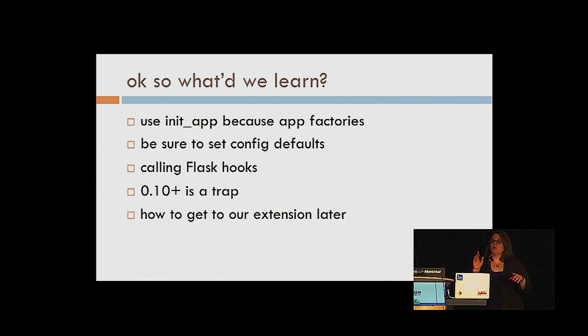All right, to summarize, what did we learn? We learned to use init_app because of application factories. We learned how to set config defaults. We learned about calling Flask hooks with that add_template_test. We also learned that .10 is a trap, and we have to be careful about what things are available. And we also learned how to use the extension registry to get to our extension later.